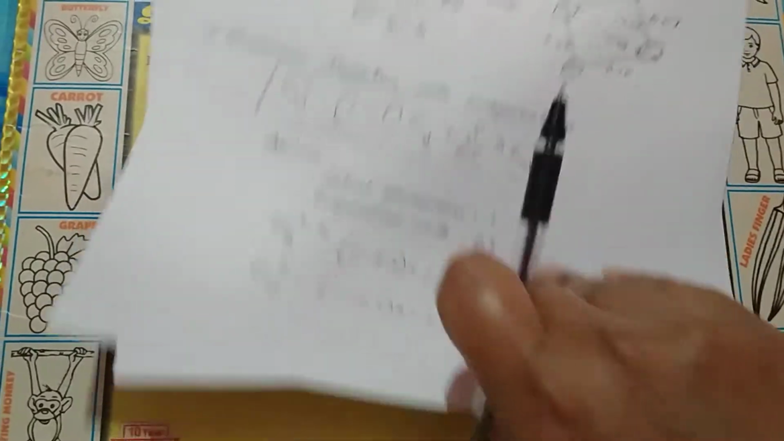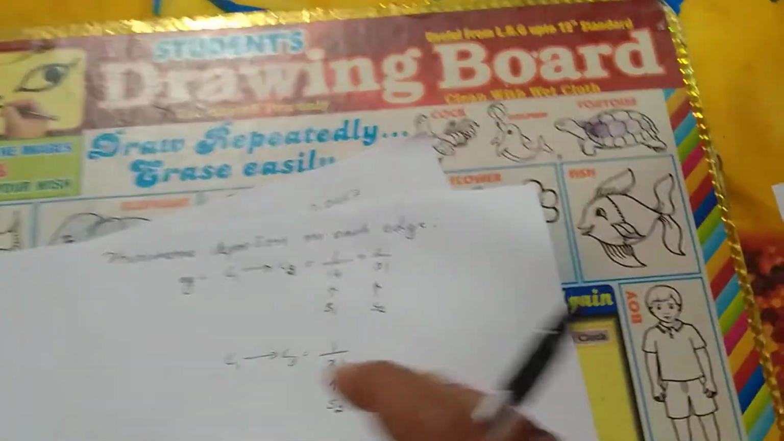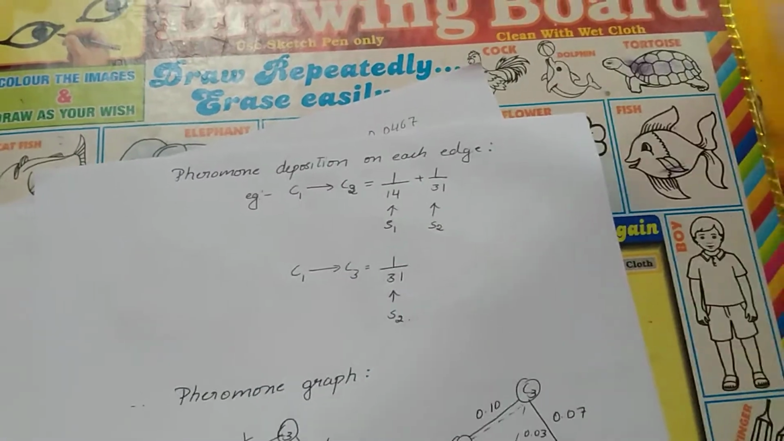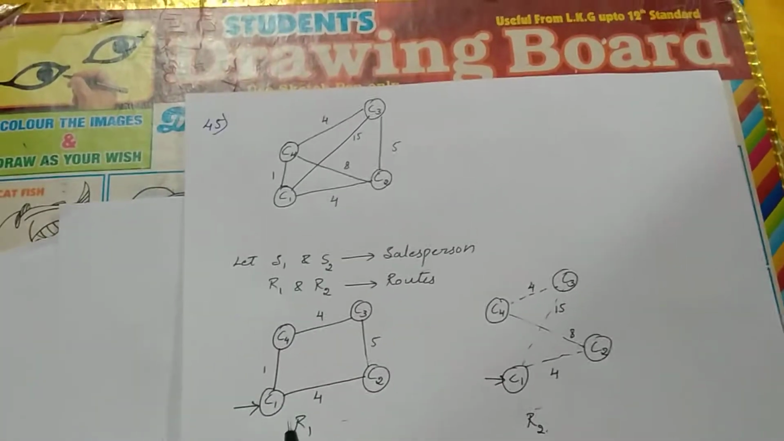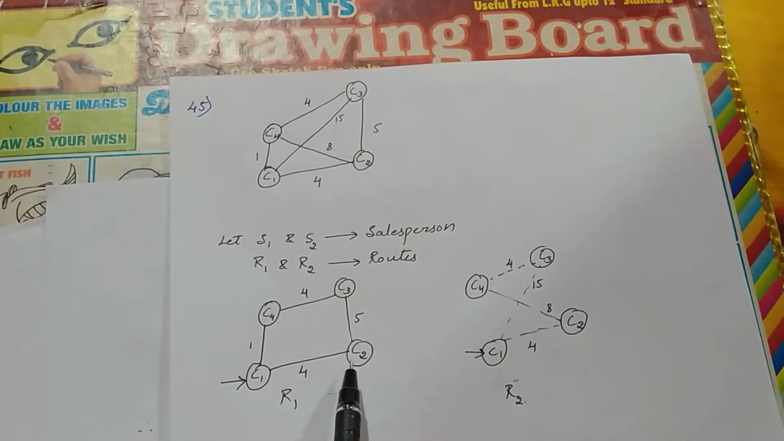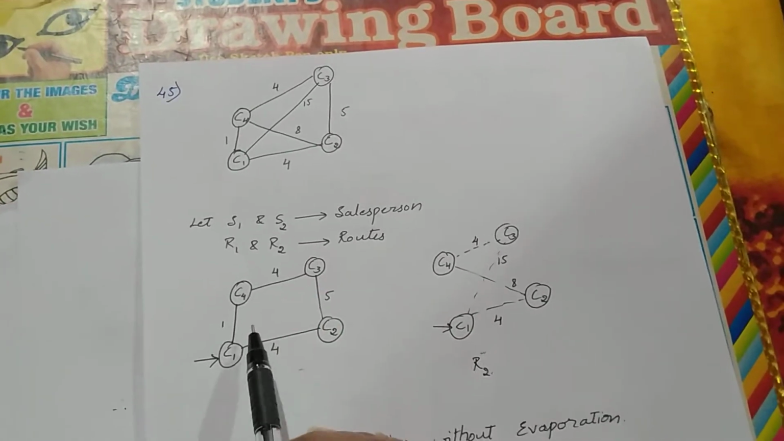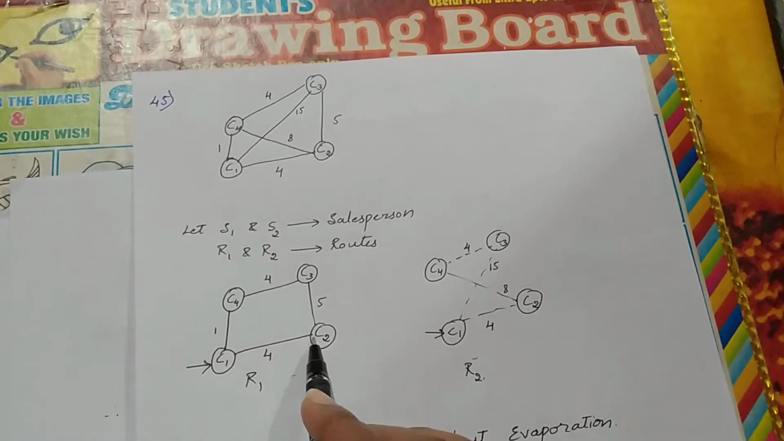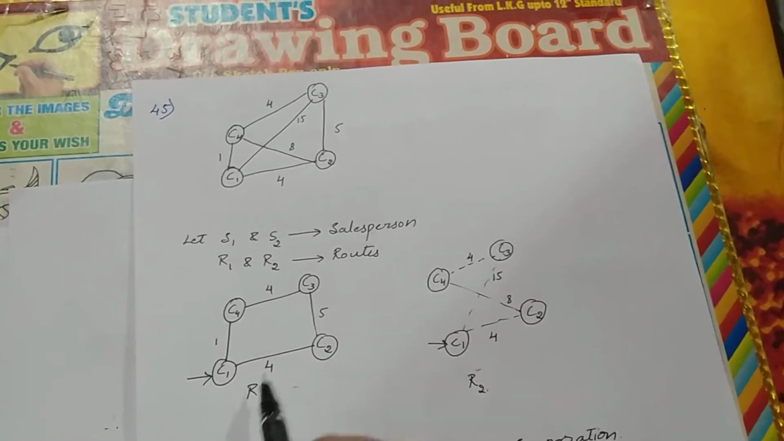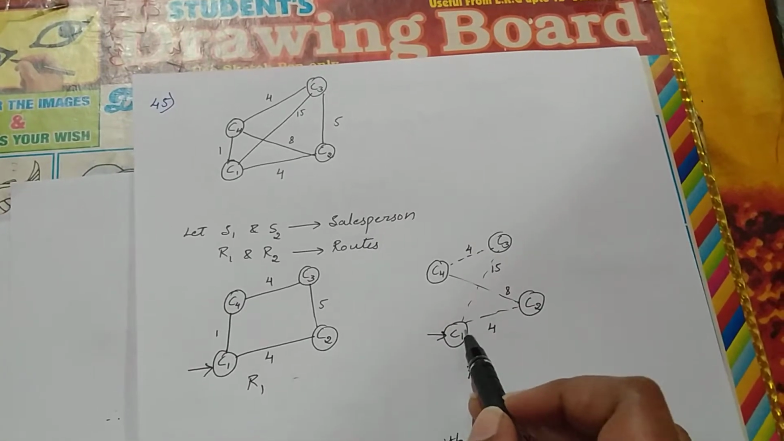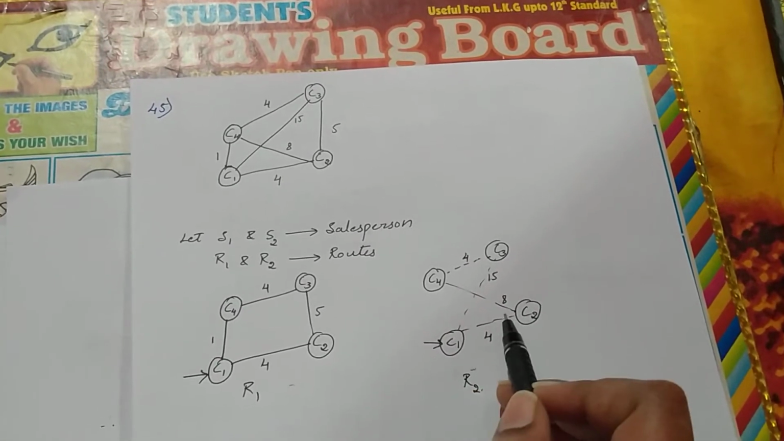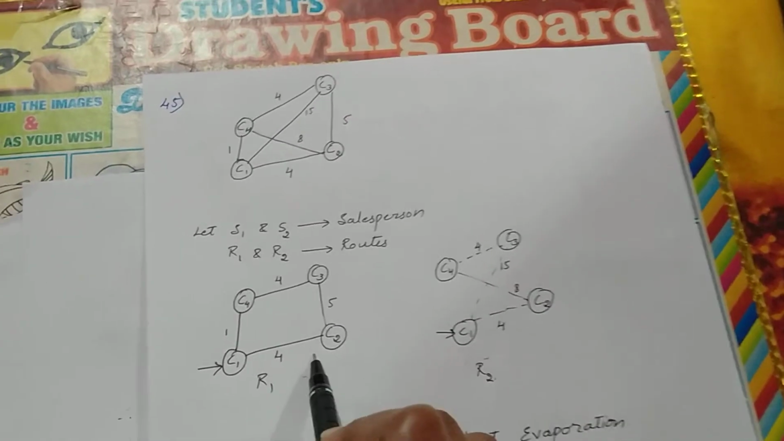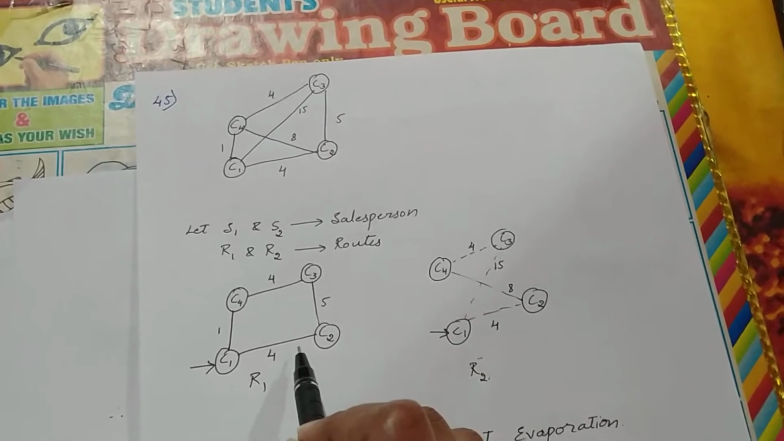Next is pheromone deposition on each edge. So how to calculate on each edge? Let me consider C1 and C2. Here not only S1 travels, S2 also travels, because you can observe that on C1 and C2, S2 travels, whereas here on C1 and C2, S1 travels. So both of them travel.